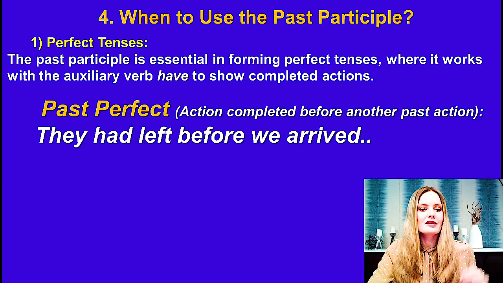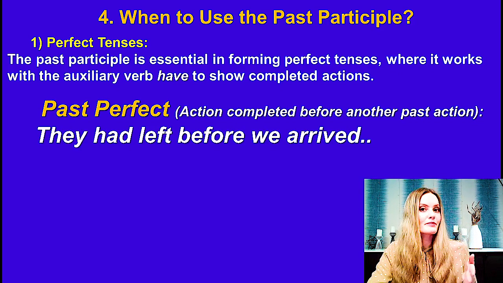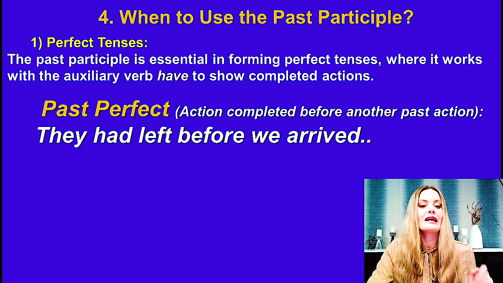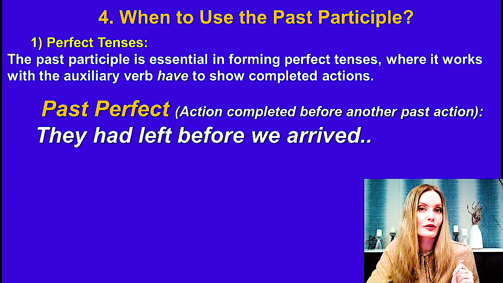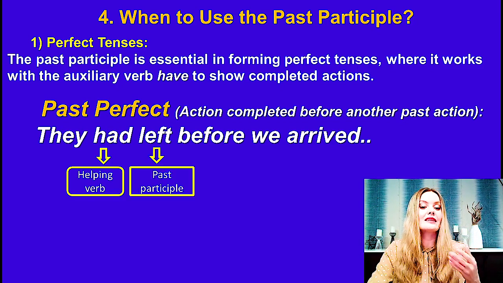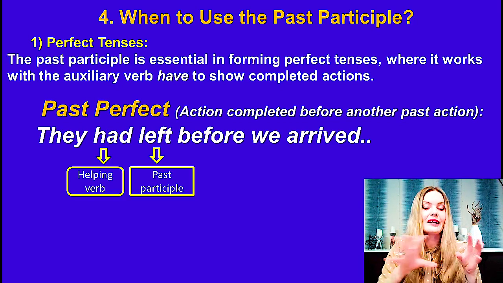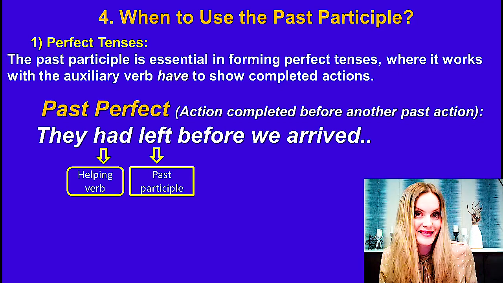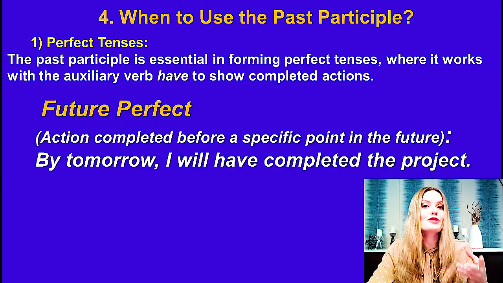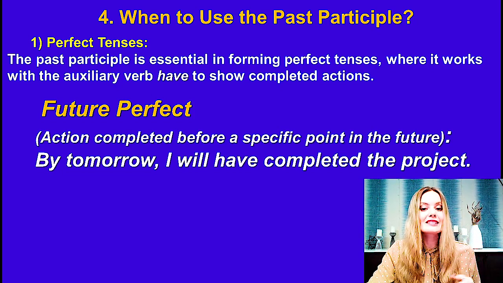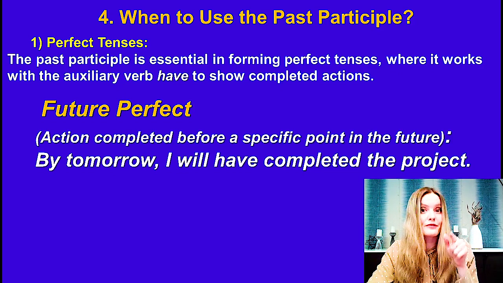Let's take a look at the past perfect tense. We use past perfect when action completed before another past action. For example, they had left before we arrived. So, we have the helping verb had, and left is a past participle. Had left. Together, they form the past perfect tense. And let's take a look at the future perfect tense. We use future perfect when action completed before a specific point in the future.